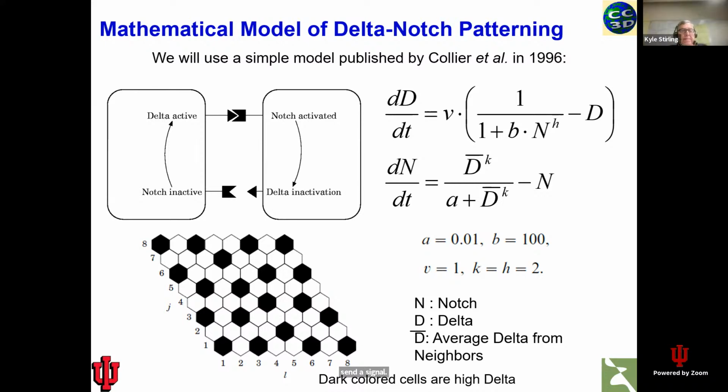So that's diagrammatically shown here in a very simple way. When notch is inactive, it promotes active delta. When notch is active, it inhibits delta. Now, in reality, there are a bunch of steps, not just one step. But we're going to use this Collier model, which has the correct general behavior and only has two equations.